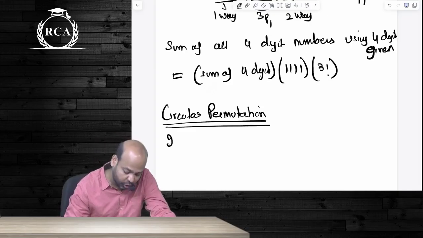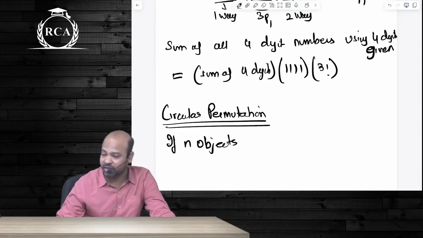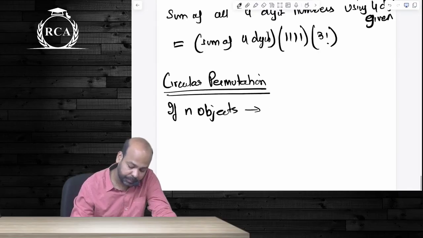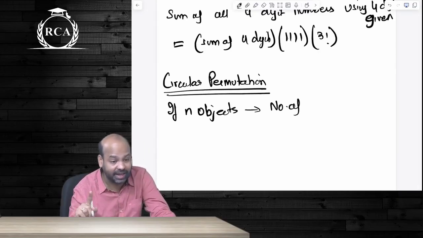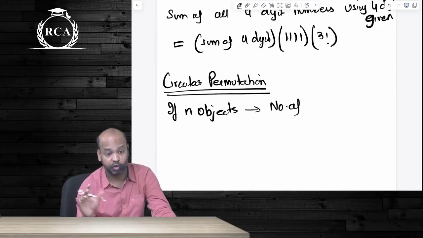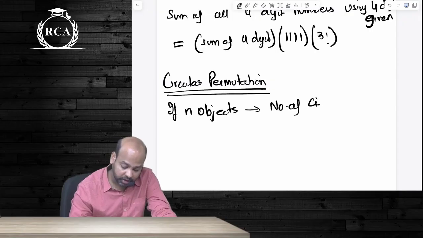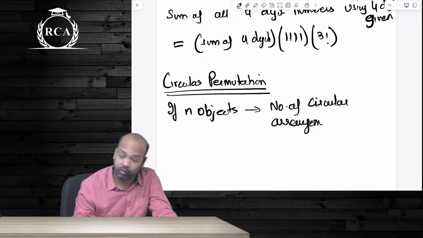If there are n objects given, in how many ways can you arrange them as such in a circle? Remember, this is all the n objects being selected at once. If you're selecting a few objects, you cannot directly write the answer. So what will you write first? The number of circular arrangements will be n minus 1 factorial.